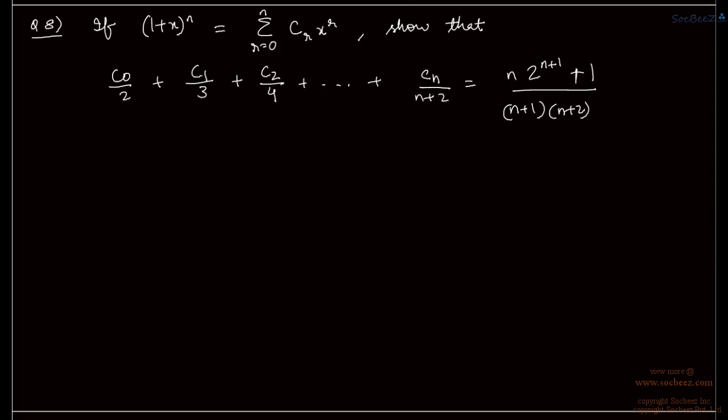Now, if (1 + x)^n = Σ C_r x^r, show that C0/2 + C1/3 + C2/4 + ... + Cn/(n+2) = (n·2^(n+1) + 1)/((n+1)(n+2)). The result has been given. Obviously we need to start from the left hand side, because proving it from the right hand side would be almost impossible, unless we know the proof from the left hand side.